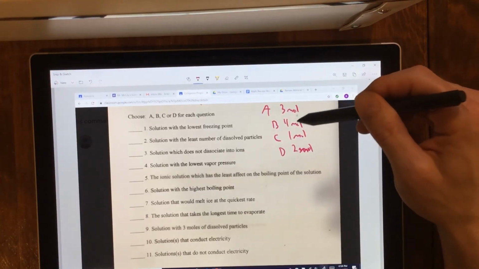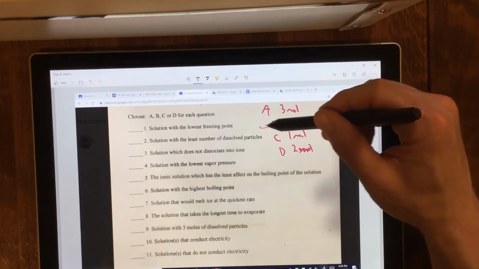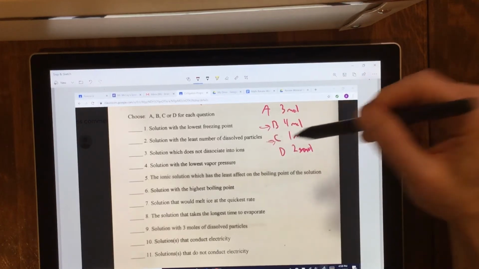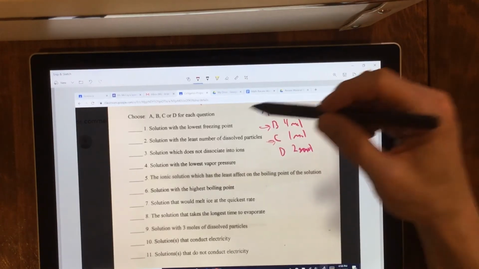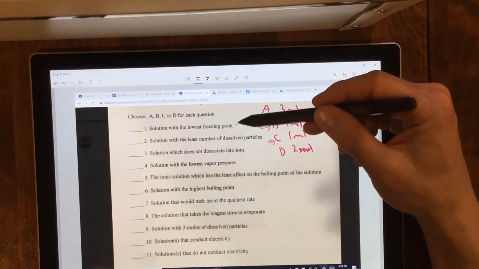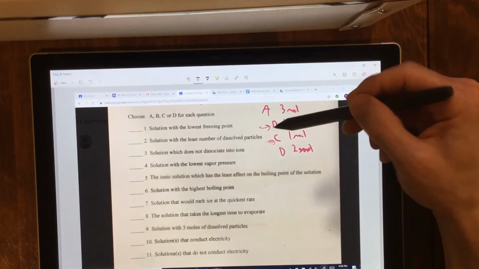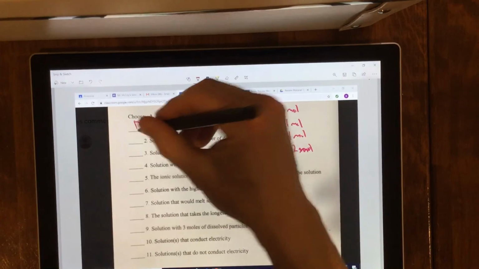This one has 3 moles, 4, 1, and 2. So this one has the greatest number of particles. This one has the least number of particles. So who has the lowest freezing point? The one with the most particles. So that would be B. So B would go there.